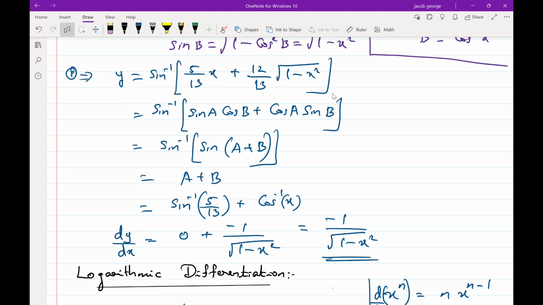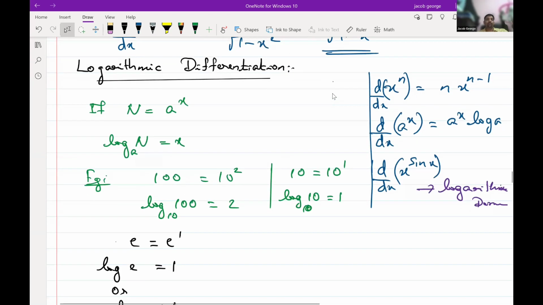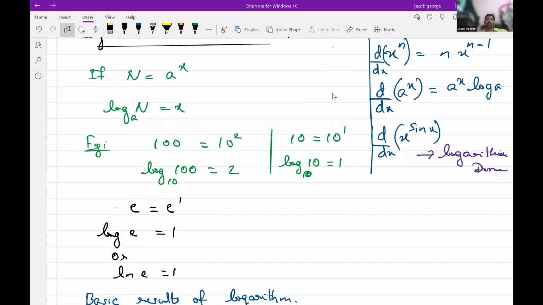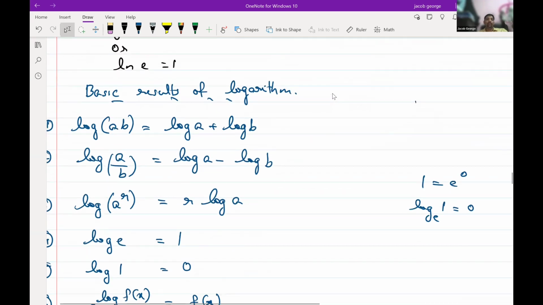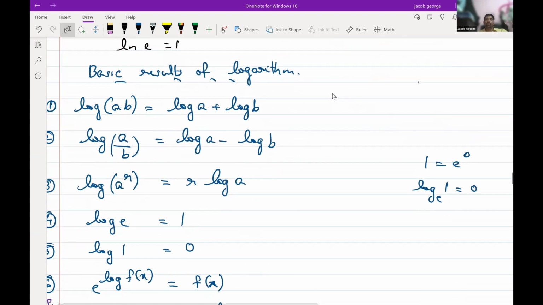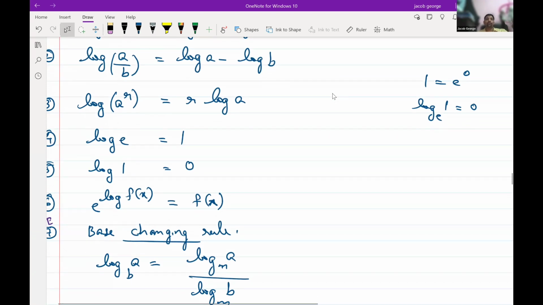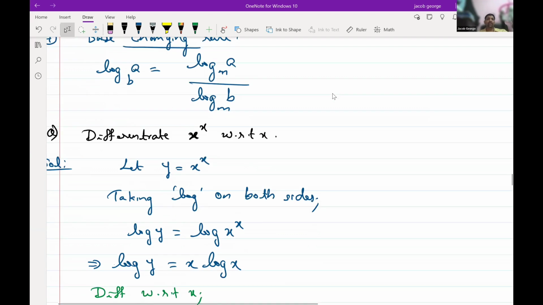Yes, sir. Then another very important topic: logarithmic differentiation. So we apply the log rules here. If n is a raised to x, log n to the base a is x. And log e is 1. Log of a into b is log a plus log b. Log of a by b is log a minus log b. Log of a raised to r is r log a. And e raised to log f of x is f of x. The base changing rule, we don't apply that much.